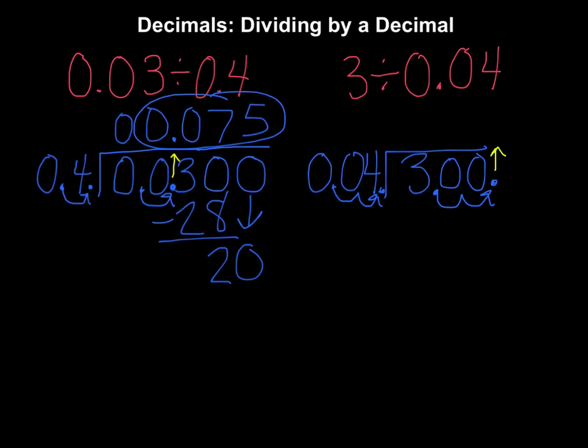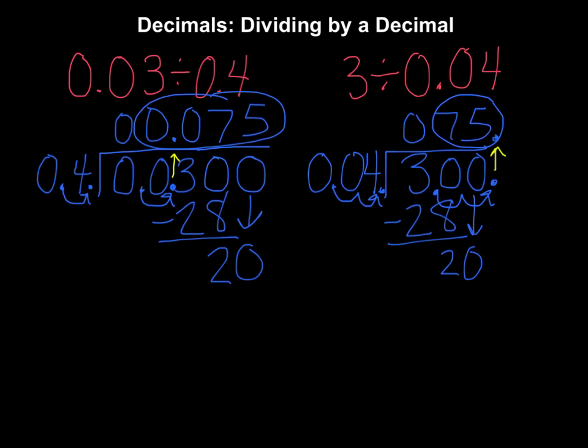Now that I know where the decimal is, I'm going to bring that up to my answer, and we're ready to divide. So 4 goes into 3, 0 times. 4 goes into 30, 7 times. 7 times 4 is 28. Subtract, we get 2, and bring down our 0. 4 now goes into 20 evenly 5 times, and so my answer is 75. And that's how we divide by a decimal.